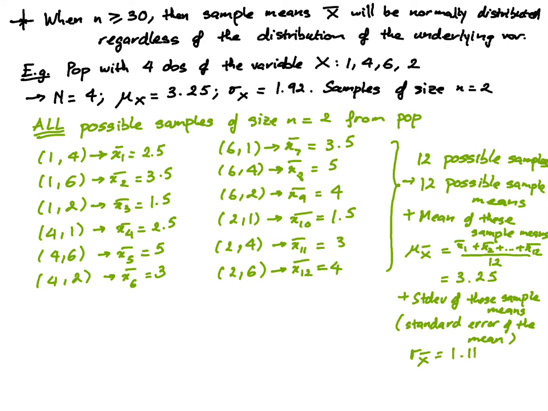Okay. Now what does the theory say? Remember, the theory tells us that the expected value of all the sample means, which is equal to mu of x bar, should be equal to the mean of the underlying variable. In this case, they are both equal to 3.25.